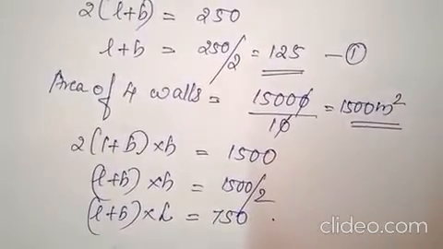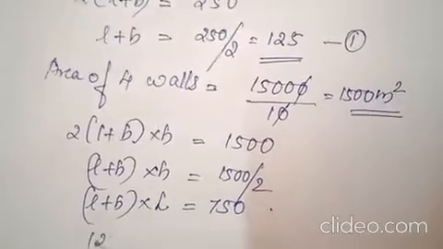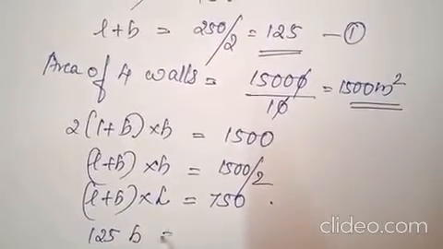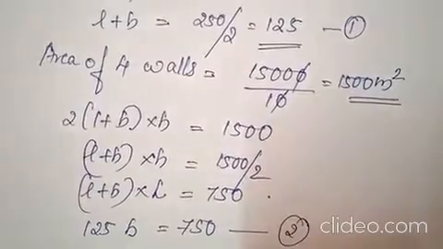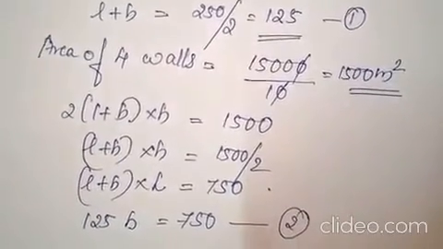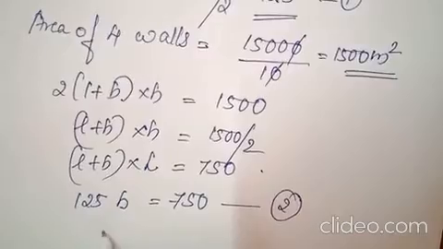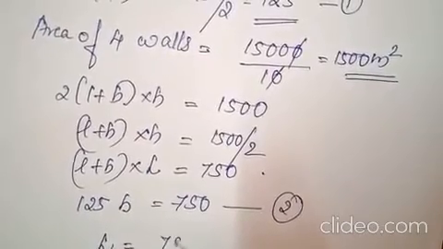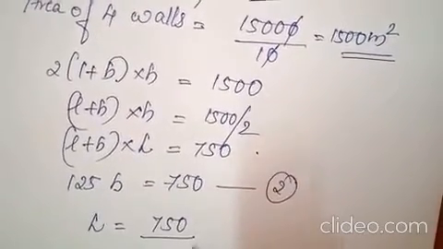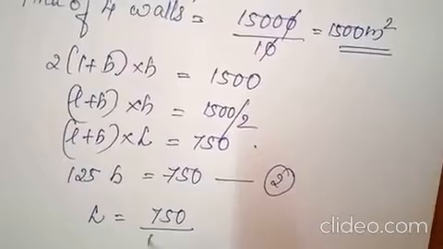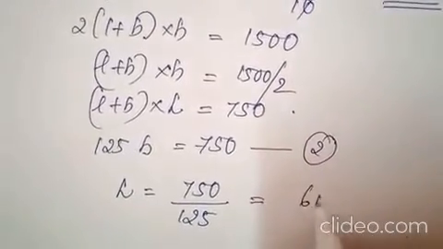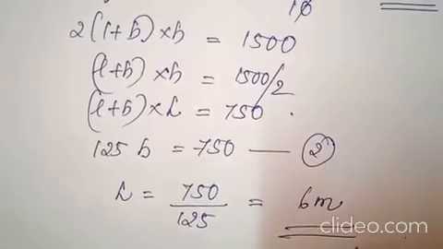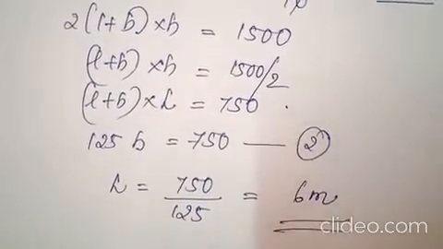So L plus B we will substitute. L plus B we got from the first equation. The answer is 125H equals 750. So this is the second equation. So we have to find H. Is it? So H equals 750 from the second and L plus B from the first, that is 125. While dividing we will get 6 meter. So this is the height of the hall. Got it?